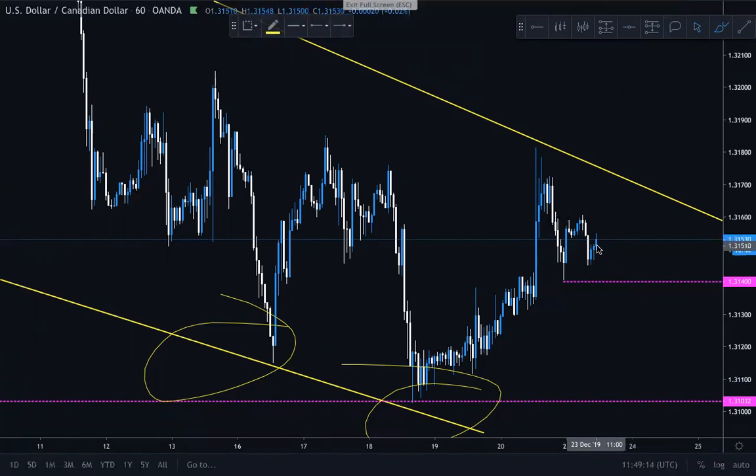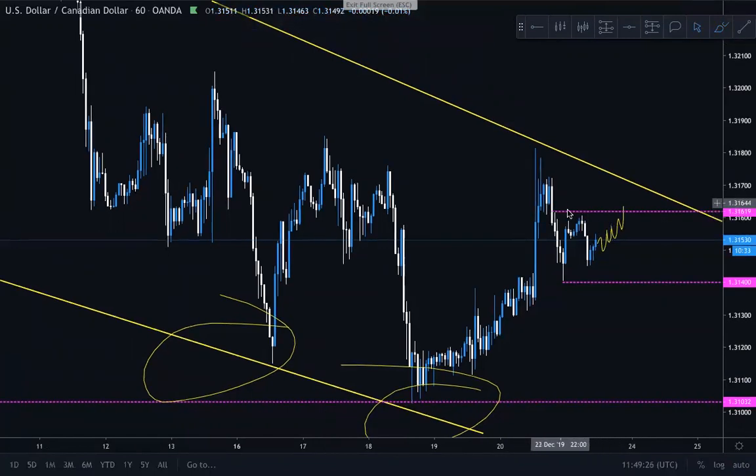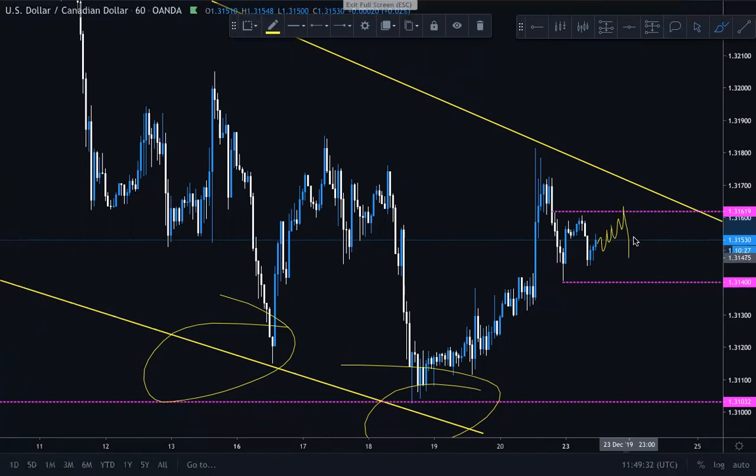Or price could kind of trickle up, complete this flag pattern that we're seeing right here, where we got 1, 2, this would be the third touch, and then a break lower. Maybe it'll hover around here and then a break lower again.